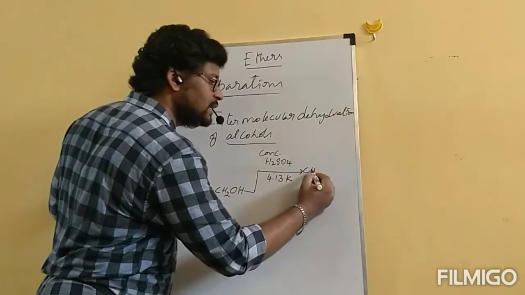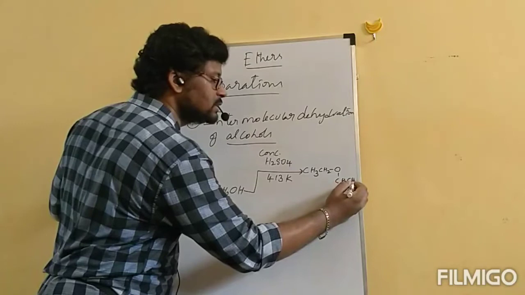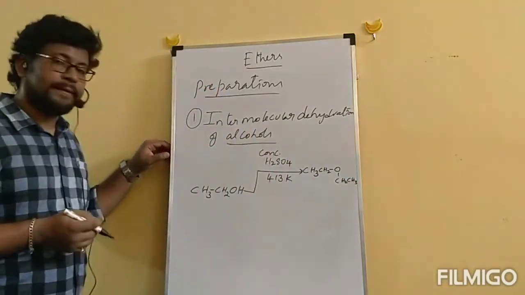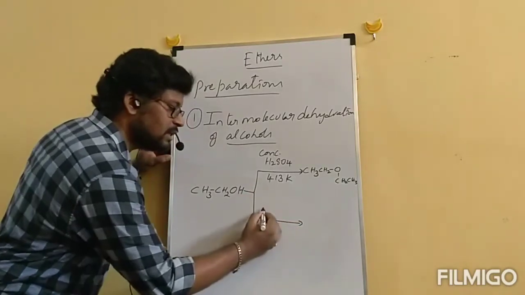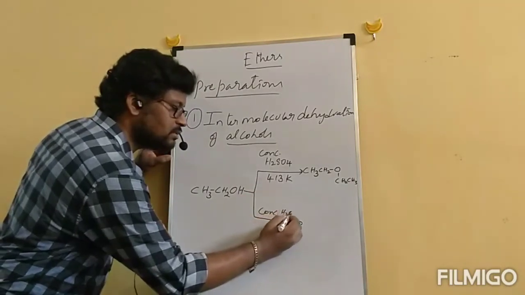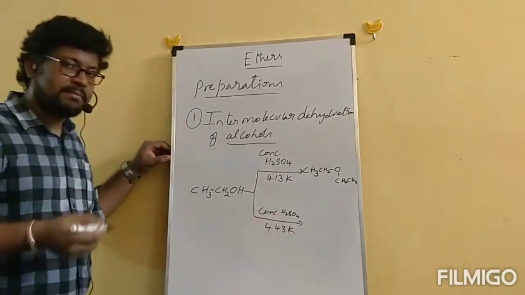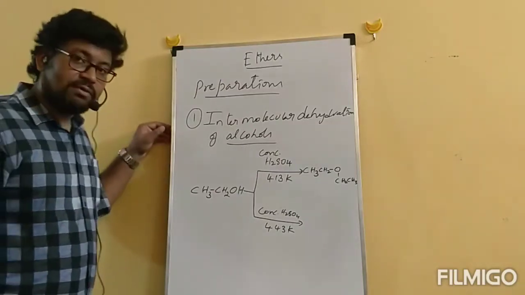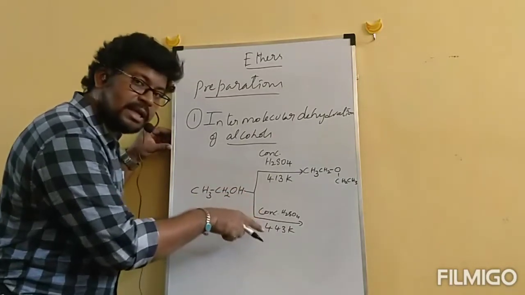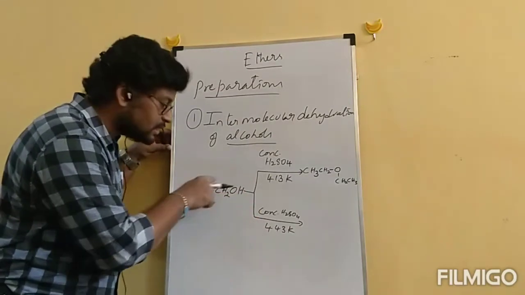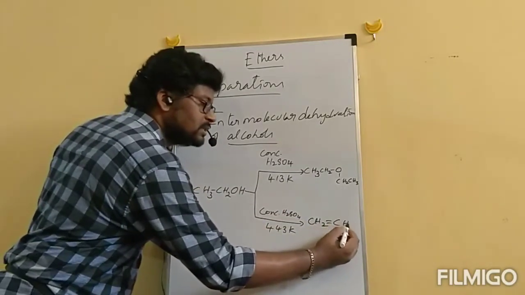We will get CH3CH2OCH2CH3, which is ether. Same alcohol, if it undergoes reaction with concentrated H2SO4 at 443 Kelvin, higher temperature, elevated temperature. At 443 Kelvin, this one will undergo intramolecular dehydration. Intramolecular means in the molecule itself. It will be formed as CH2=CH2.